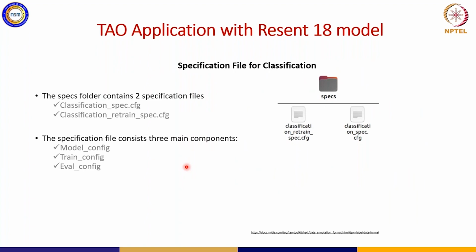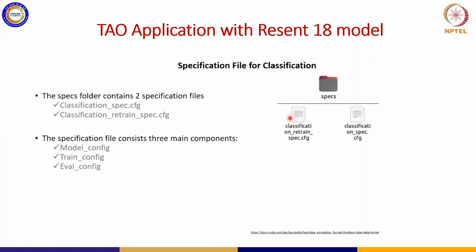Now the specification file, the specs. There's a folder called spec, and that folder consists of two files: the classification spec and the classification retrain spec. When you want to train, you will use the classification spec. To train, you configure that one for training. After you've trained and pruned, when you want to retrain, you use the classification retrain spec.